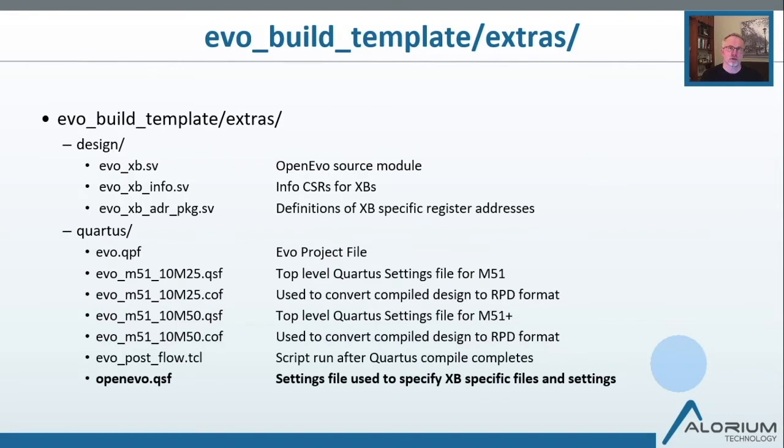In our Quartus directory is a familiar set of files. As we saw in our Quick Start, these are under control for the most part of the OpenEvo update script, with the exception of the OpenEvo.qsf file, which we'll be using to specify files that we're adding to the design.